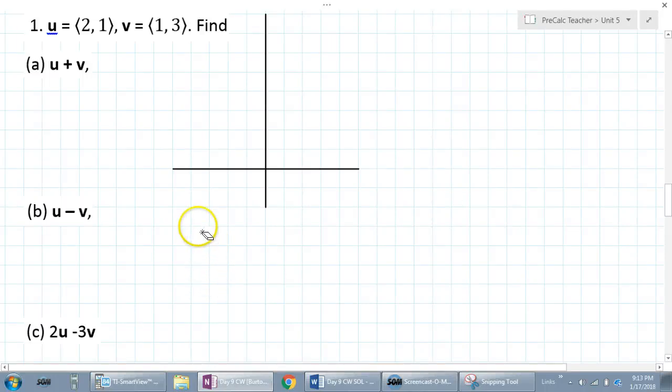In this video, we will be adding and subtracting vectors, both algebraically and graphically, including vectors that are being multiplied by scalars. When you multiply a vector by a number, the number is called a scalar. So let's start with part A, u plus v.